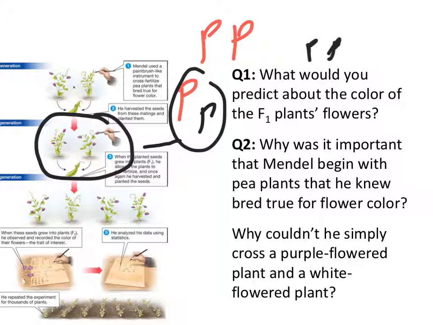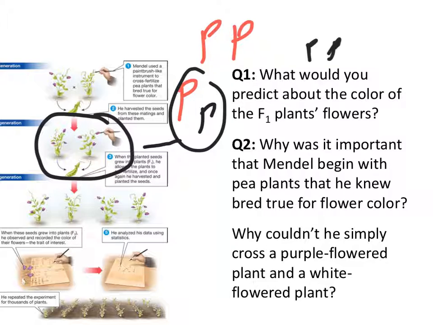Okay? And so he knew one of the plants was homozygous dominant. Okay? So he had to make sure that anytime it bred, it was always going to produce a dominant offspring, in this case, purple flowers. If he didn't know that, then he wouldn't be able to predict what was going to actually happen. Okay? So, he knew he had purebred purple flowers and purebred white flowers.